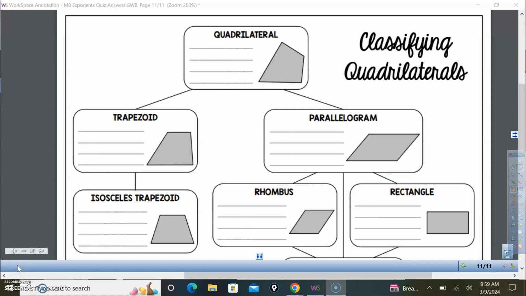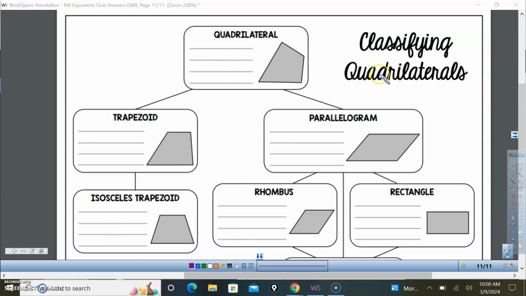All right, we are going to go ahead and get started taking a look at our notes about classifying quadrilaterals. So this chart that you have in front of you is a really nice flow chart that categorizes what a quadrilateral is. That's our main topic. And then it's got all these subcategories that fall underneath a quadrilateral.